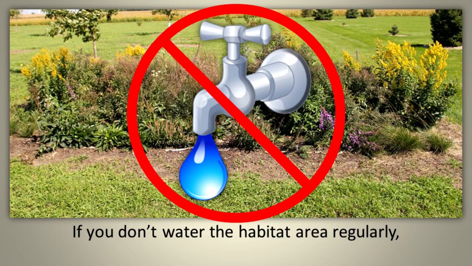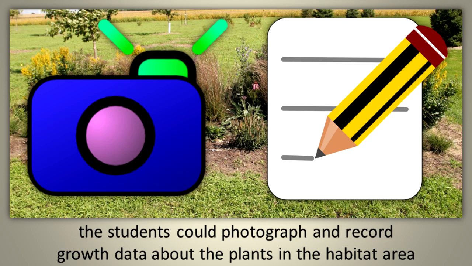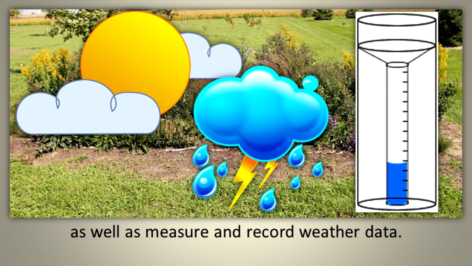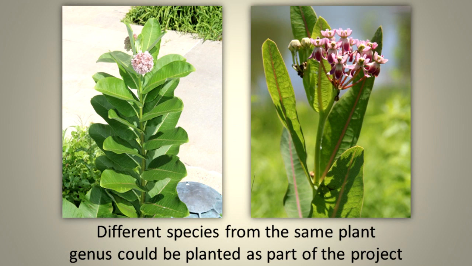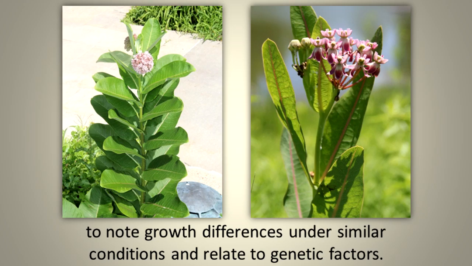If you don't water the habitat area regularly, the students could photograph and record growth data about the plants in the habitat area, as well as measure and record weather data. This information could be used for data and trends analysis in this and subsequent classes for a long-term project. Different species from the same plant genus could be planted as part of the project to note growth differences under similar conditions and relate to genetic factors.